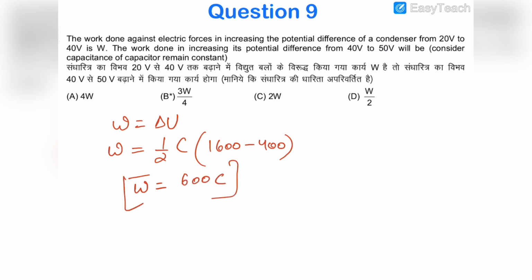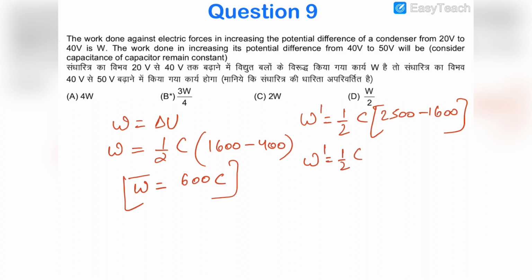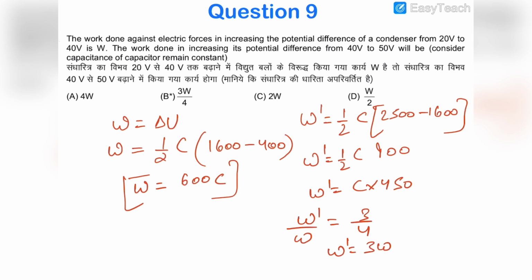Okay. Now in the second case, let us suppose that work done is W dash. So it would be half C into 2500 minus 1600, and W dash will be half C into 900, and W dash will be equal to C into 450. So if we divide these two, W dash upon W would be equal to 3 by 4. So W dash will be equal to 3W by 4. So the correct answer would be B.